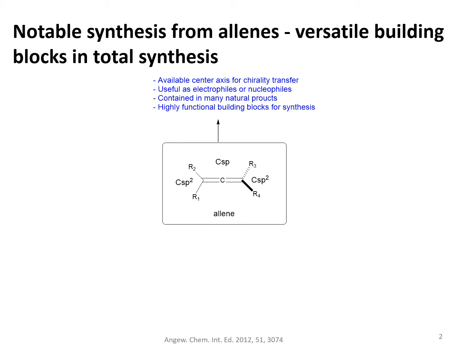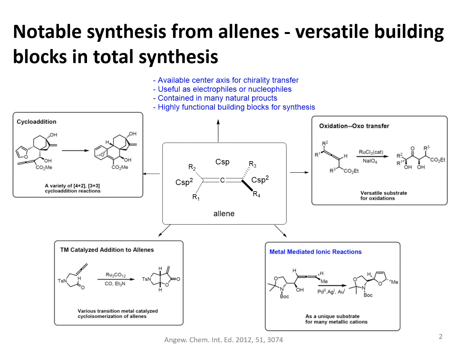I'd first like to start off by giving an overview of what allenes are used for and why they're important. Allenes are an available center axis for chirality transfer. They are also useful as electrophiles and nucleophiles. They are contained in many natural products, and they serve as highly functional building blocks for the synthesis of many complex molecules. The following are just an array of different syntheses and reactions that allenes have been used in.